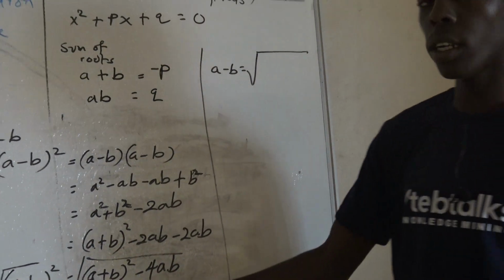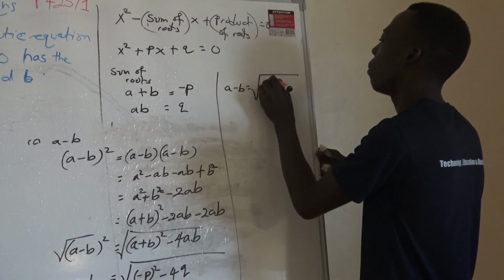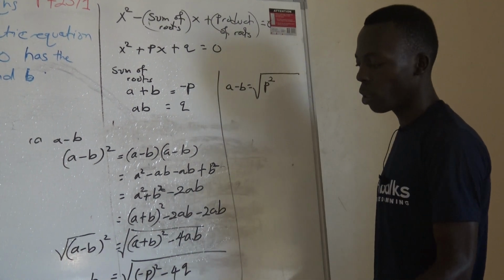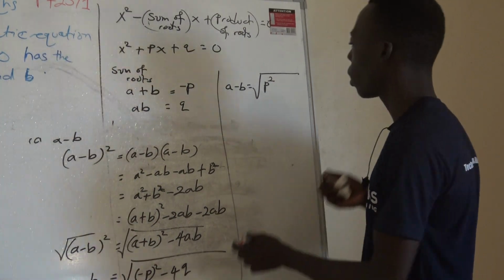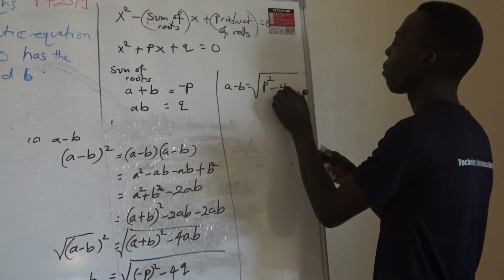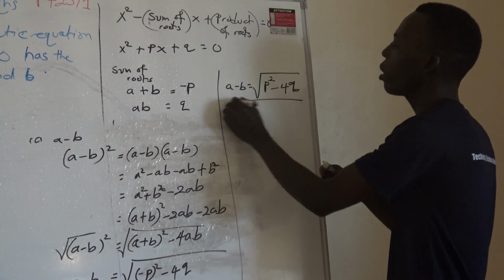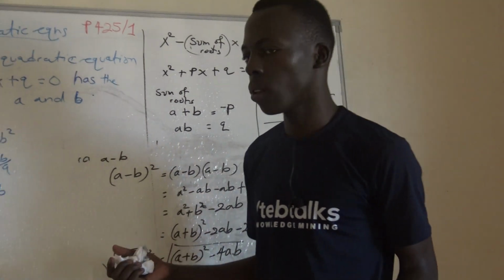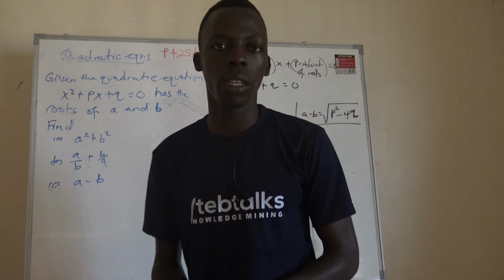Then we have to square this one. When we square it, we get p squared, because the negative will be neutralized by the square. Also this one will give us minus 4q. So that is the answer we get after expanding that. So that's all you can do about that one. Thank you.